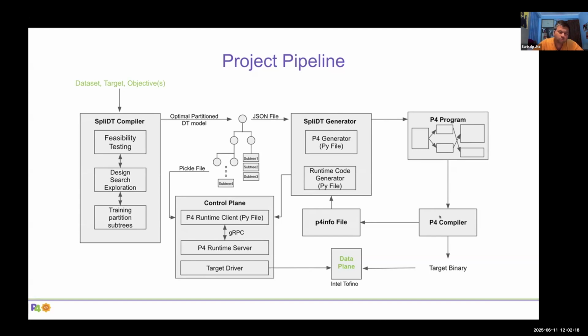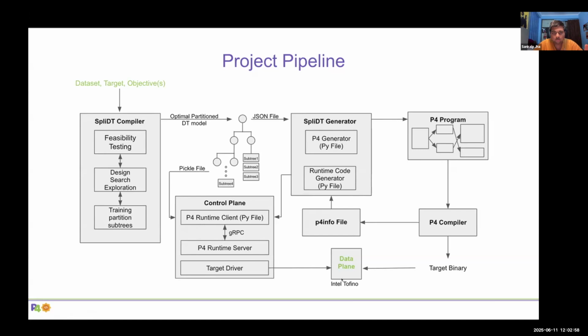This P4C will have multiple outputs, but considering only the binary output and the P4 info file, we can use the P4 info file and use the runtime generator, which is nothing but the P4 runtime client. What it does is basically act as an installer. Through the use of the pickle file, it will be able to install all these rules into our P4 code. Here the P4 runtime client will contact the P4 runtime server through gRPC, and our target driver being the Intel Tofino chip.